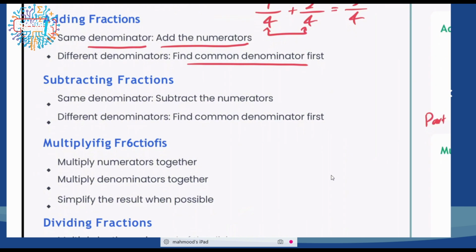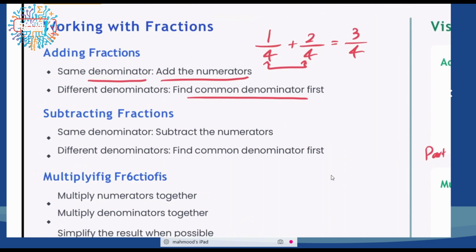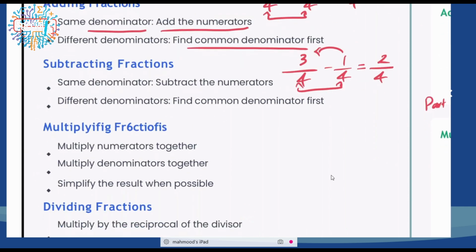Now about subtracting. Subtracting fractions does the same thing. Imagine that I have 3 divided by 4 subtracted by 1 over 4. How can I do that? Again, I write down the denominator, which is 4, and subtract 1 from 3, which is 2 over 4. If they have different denominators, you have to find the common denominator, and we will talk about it.